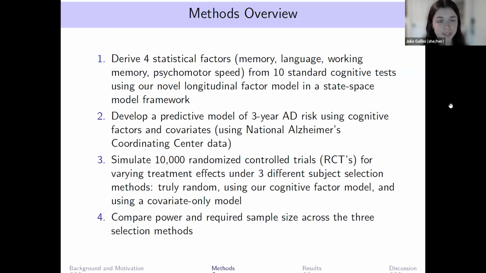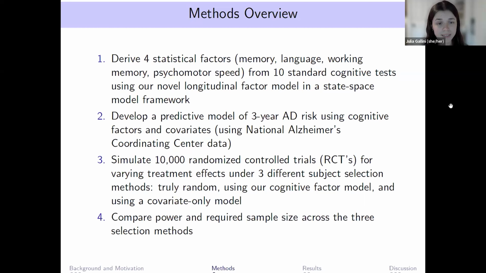So for an overview of the methods, we first derived 4 statistical factors. The factors were memory, language, working memory, and psychomotor speed, from 10 standard cognitive tests using our novel longitudinal factor model in a state space model framework. And I'll talk more about that model specification in a moment. After that, we developed a predictive model of 3-year AD risk using the cognitive factors that we derived in step 1, as well as some baseline covariates, and this was all done using NACC data.